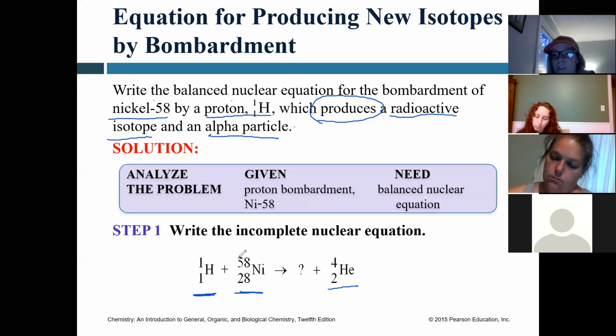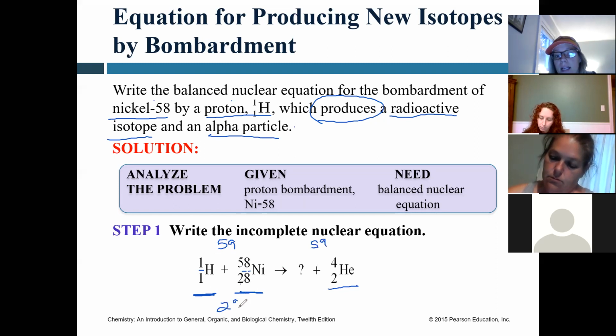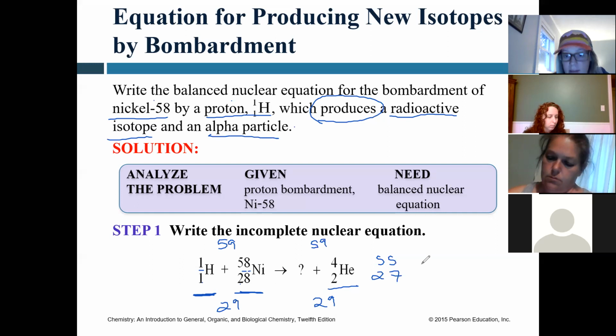The same thing applies when you're doing bombardment. The top values need to equal each other. The bottom values need to equal each other. The only difference here is you have two starting things. So instead of just having one 58, you take the 58 and add it to the 1. So the total is 59 here. 28 and 1 gives us a total of 29 here. So we need to have 29 there. All right, so 59 minus the 4 would give us 55 for our top. 29 minus the 2 coming from the alpha particle would give us 27. And we just look that up and it's cobalt 55.